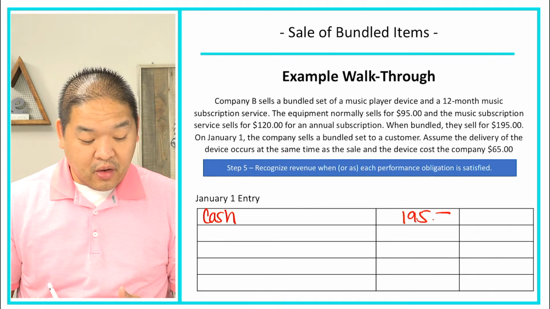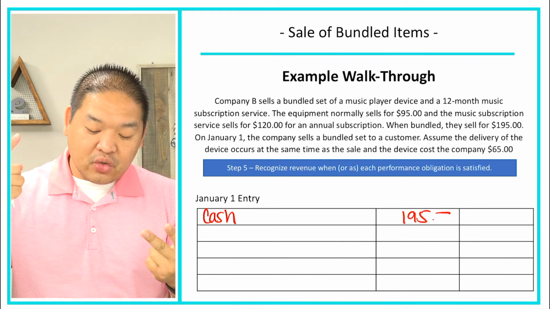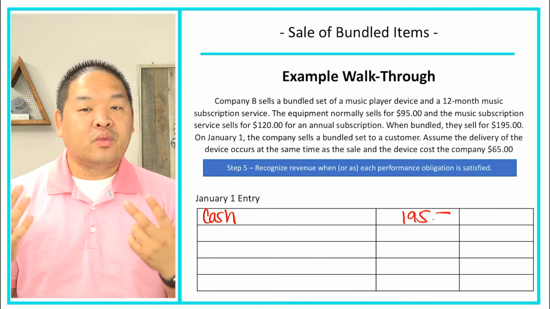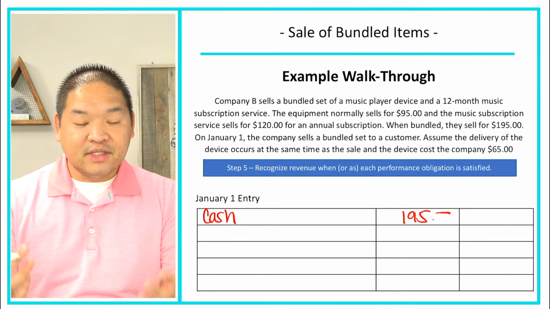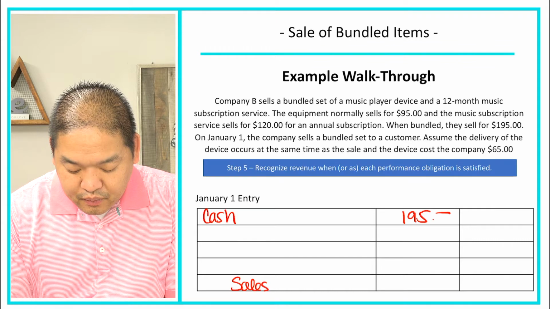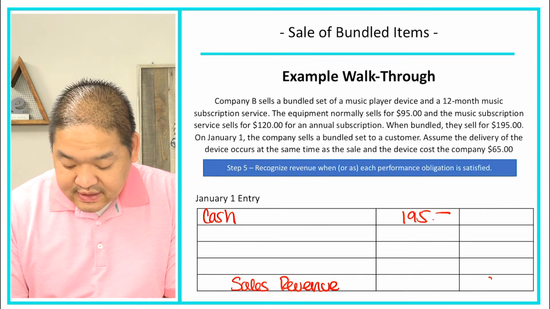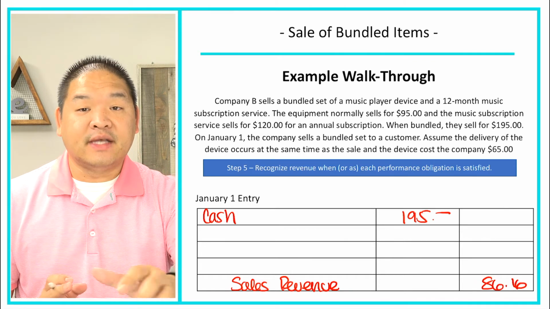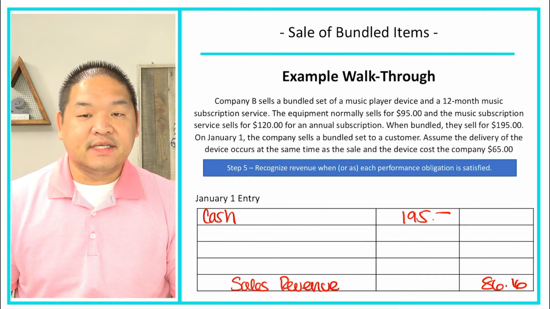We also know that we sold the equipment and we sold the service. Because we sold it, we would have a revenue. So I'm going to put the revenue here. I'm going to work my way from the bottom to the top here. So I'm going to have sales revenue for the device of $86.16, because I sold the device and we delivered the device. So the performance obligation is already completed. So we're going to credit sales revenue for $86.16.